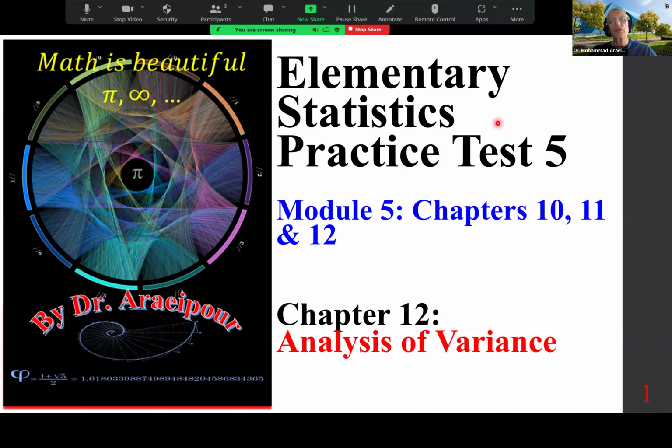We are looking at Module 5, practice test number 5, Module 5, which covers chapters 10, 11, and 12. Here's chapter 12, Analysis of Variance, or ANOVA for short.